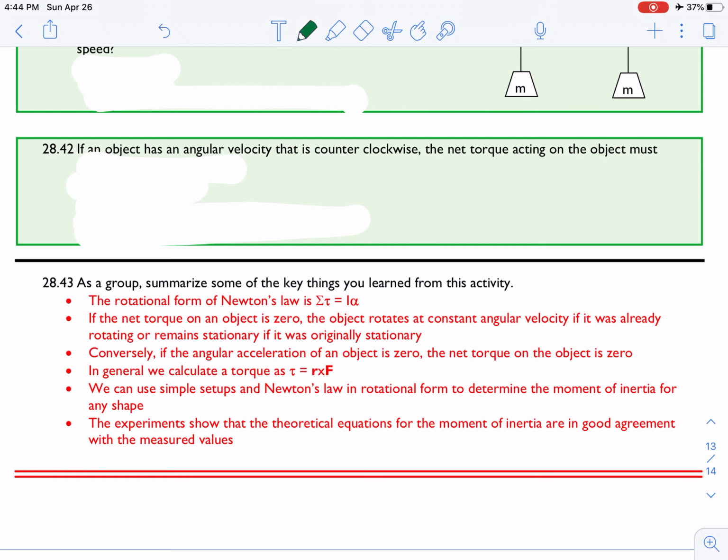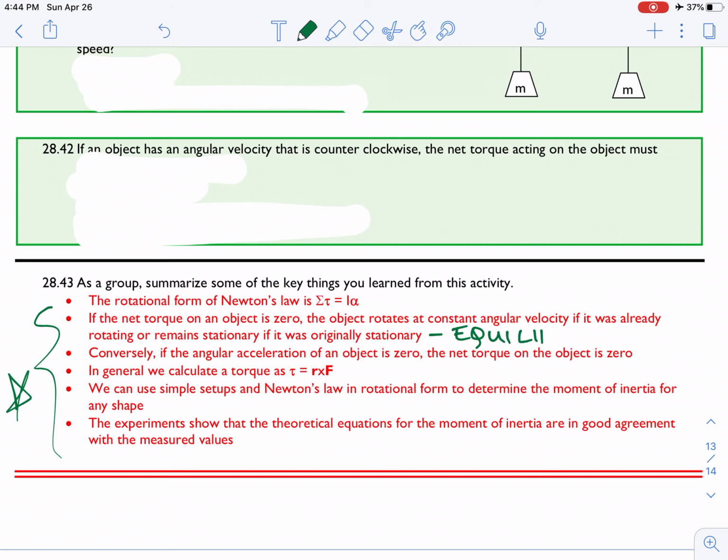And here's our summary again. So hopefully that's clear now that the rotational form of Newton's second law is sum of torque equals I alpha. Okay, and you don't need to memorize it. Think about the mapping. F goes to torque, M goes to inertia, and A goes to angular acceleration alpha. If the net torque on an object is 0, the object rotates at constant angular velocity if it was already rotating, or remains stationary if it was originally stationary, and we call this equilibrium.